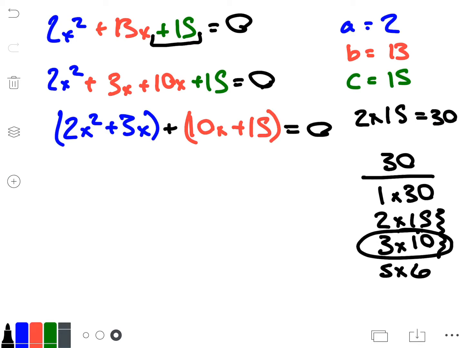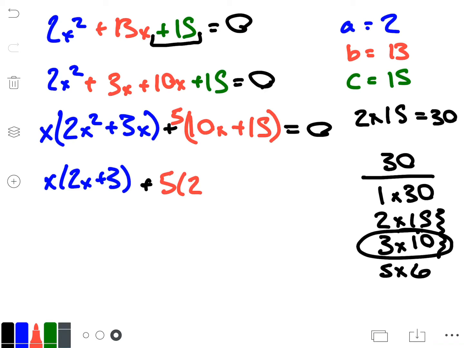From here, we'll factor each binomial. In 2x squared plus 3x, a common term is x, so we'll factor that out. In 10x plus 15, 5 is a common term, so we'll divide all these by 5. That leaves us with x times 2x plus 3, plus 5 times 2x plus 3, because 10 divided by 5 is 2, and 15 divided by 5 is 3. And this is again going to be equal to 0.